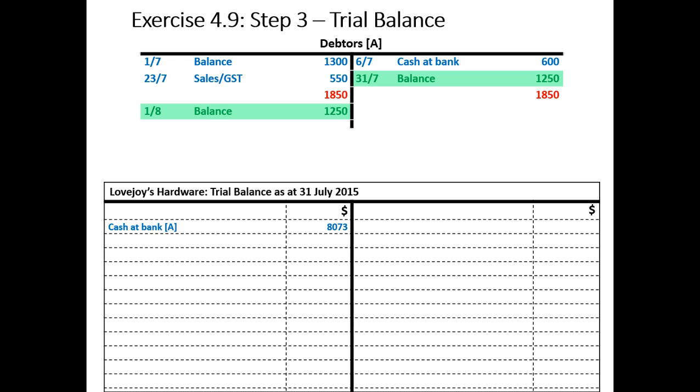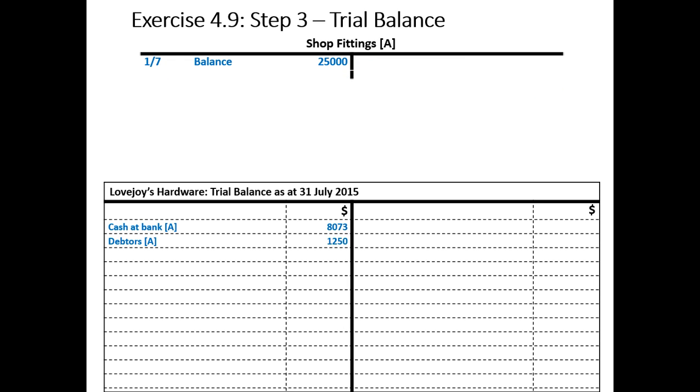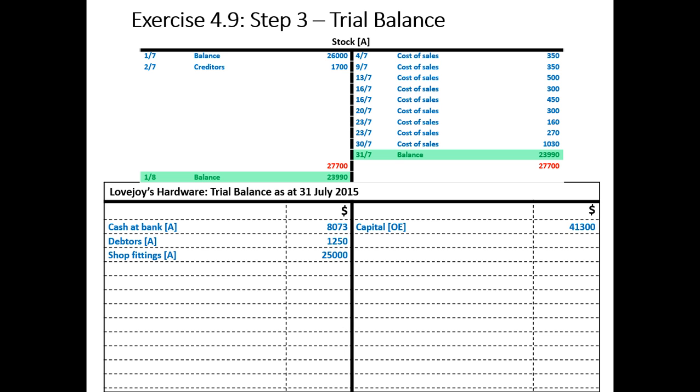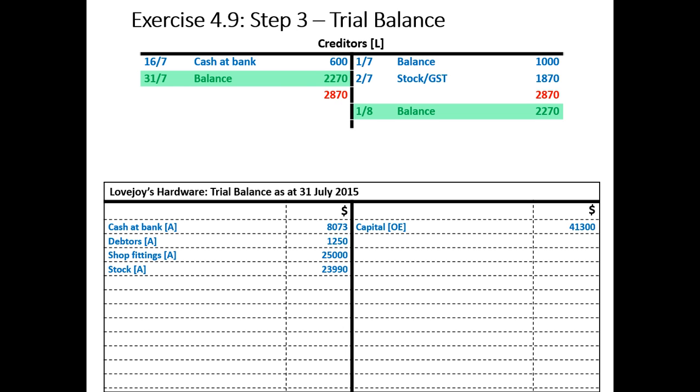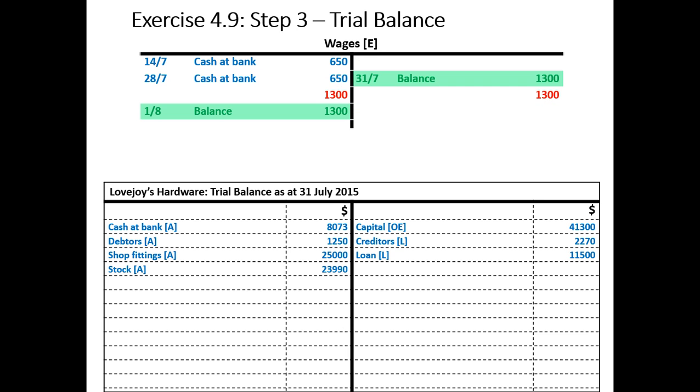We'll do debtors, which are a debit. We've got shop fittings, which are an asset, so they're debits. We've got capital, which is a credit. Stock, a lot of transactions there, but we ended up with a debit balance of $23,990. Creditors are a liability, so they have a credit balance. We have a loan, same as creditors, will always be a liability.